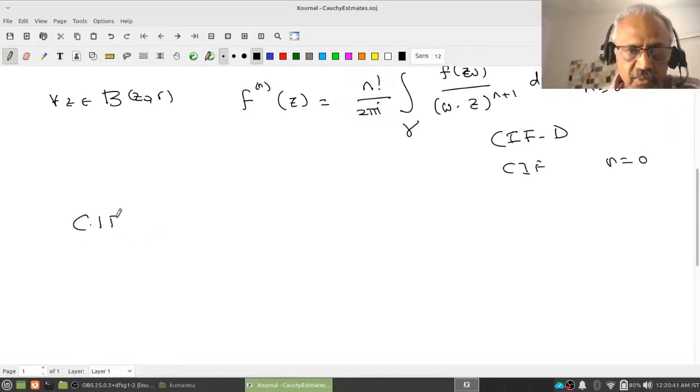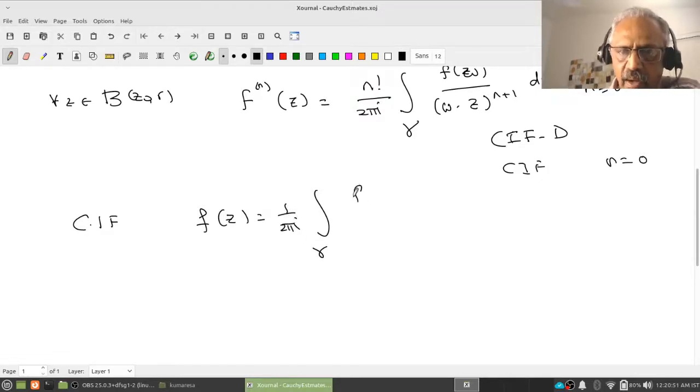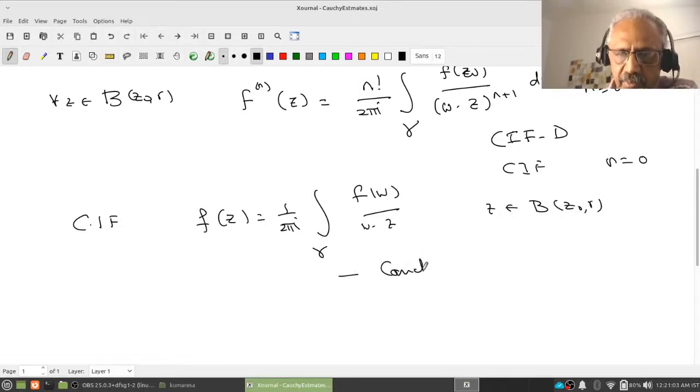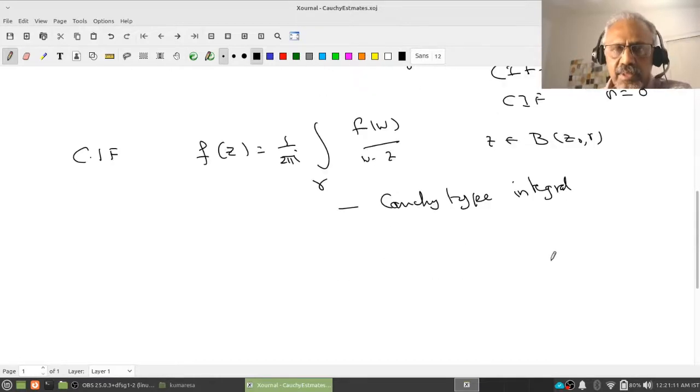Let us understand. We got the Cauchy integral formula, right? With the earlier assumption, we said f(z) is 1 by 2 pi i times the integral over gamma of f(w) by (w minus z), for z in B(z0, r). Now this is a Cauchy type integral. I am just repeating the earlier argument so that you can compare and contrast with other approaches to the Cauchy integral formula. This is very important.